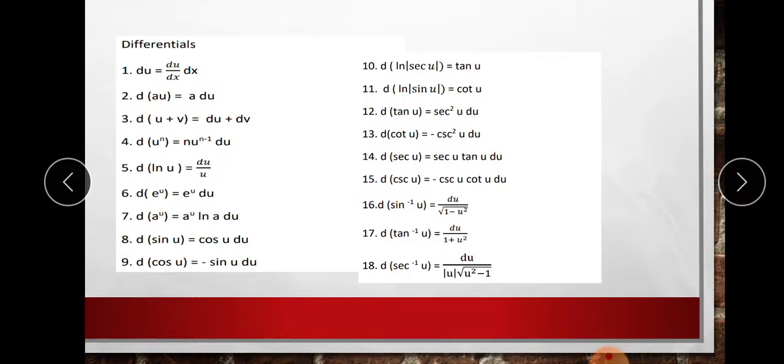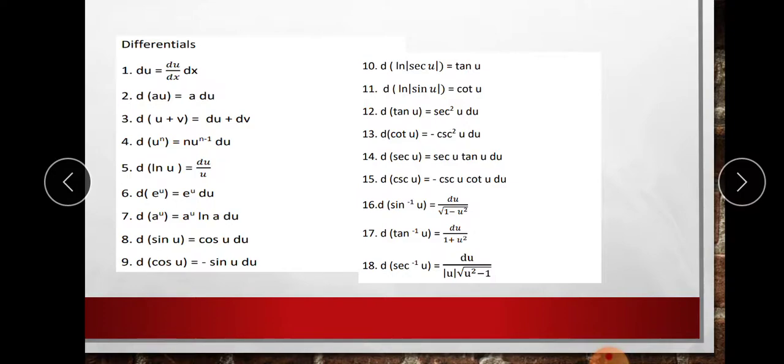Number 12, d tangent u equals secant squared u du. Number 13, d cotangent u equals negative cosecant squared u du. Number 14, d secant u equals secant u tangent u du. Number 15, d cosecant u equals negative cosecant u times cotangent u du.